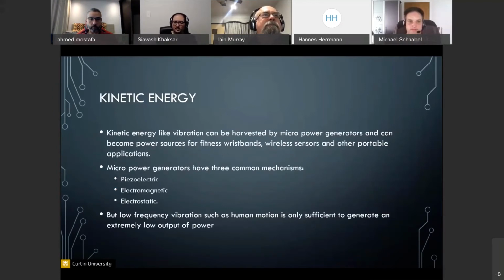Kinetic energy, this is an interesting one, and I found a very interesting little hobby-type project on this, which uses kinetic energy like vibration and harvests that with micro power generators, and they can become power sources for fitness wristbands, wireless sensors, and other portable applications. They tend to use piezoelectric, electromagnetic, and electrostatic mechanisms for generating power. They're low frequency, and because of the low frequency of these devices, they're very suitable for small appliances, which can be perfect for us for smaller IoT implementation, depending on where they are placed.